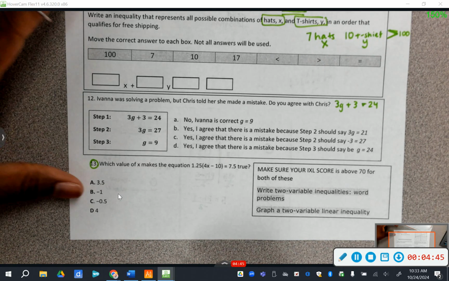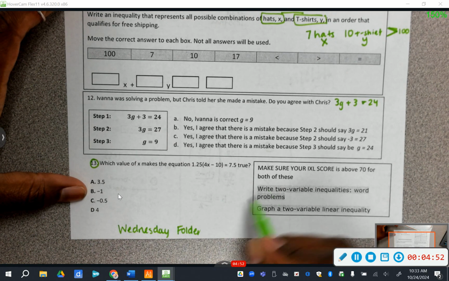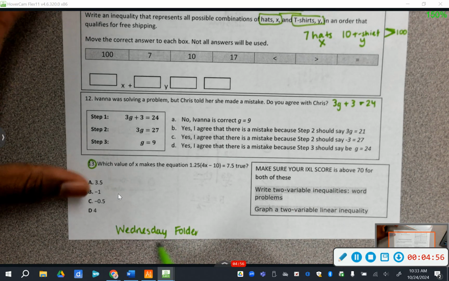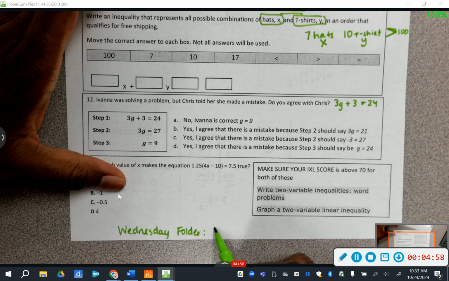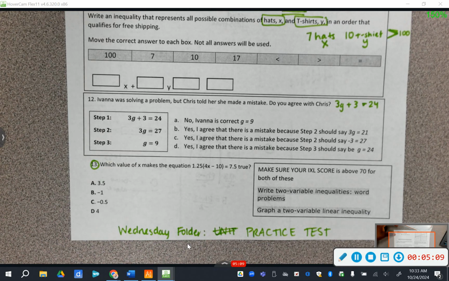All right. Then after this, please look in the Wednesday folder. I would say you can skip this, or you can do this at home for extra practice. But in the Wednesday folder, there was a practice test. And your practice test is going to be the next thing you need to do.